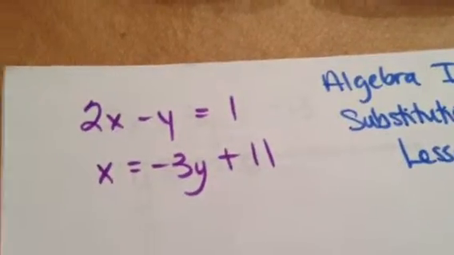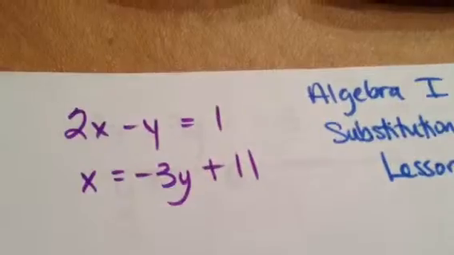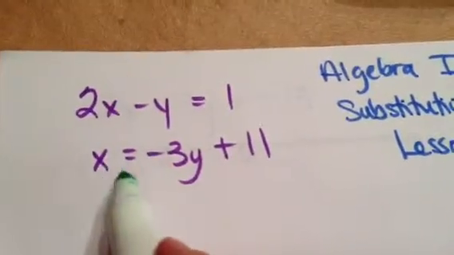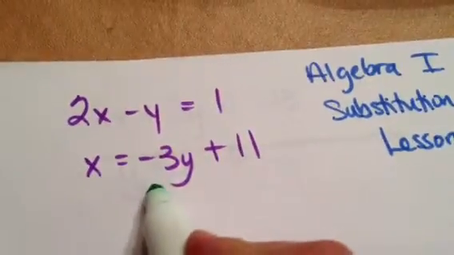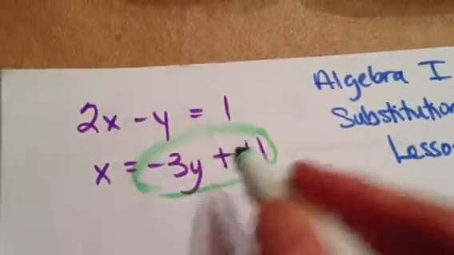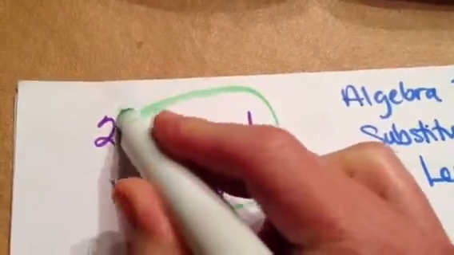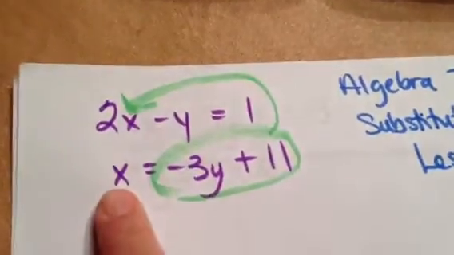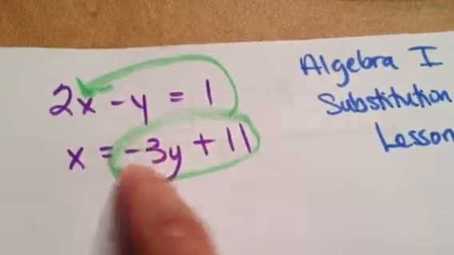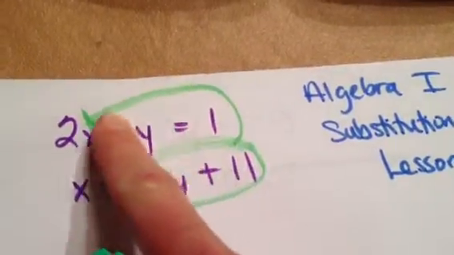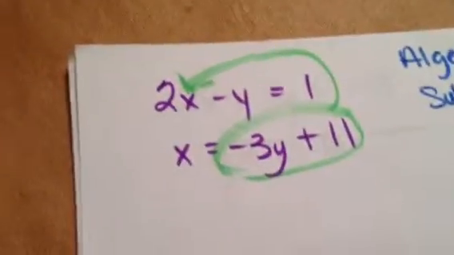So what you want to do is, it doesn't matter which equation, but you want to get one of the variables by itself. Notice here in this second equation right here, the x is already by itself, so that's cool. So I'm going to take what x equals. I'm going to take all of this, and I am going to substitute it into the other equation where I see the x. Okay, so since this is what x equals, you're going to take the whole thing, substitute it into the other equation.